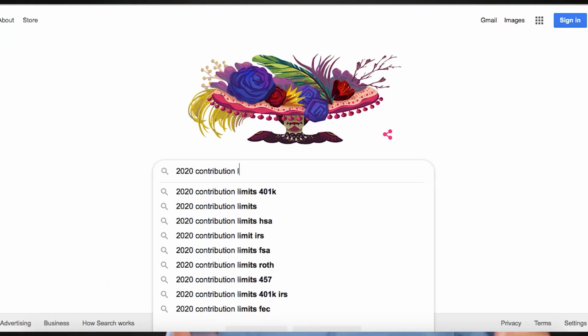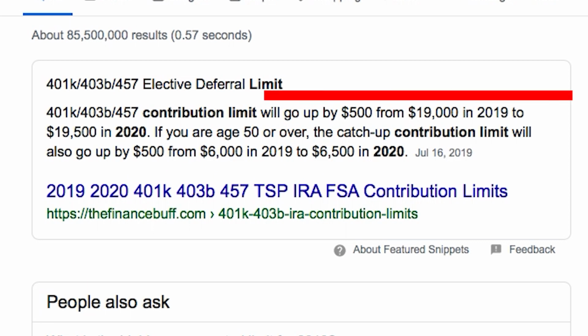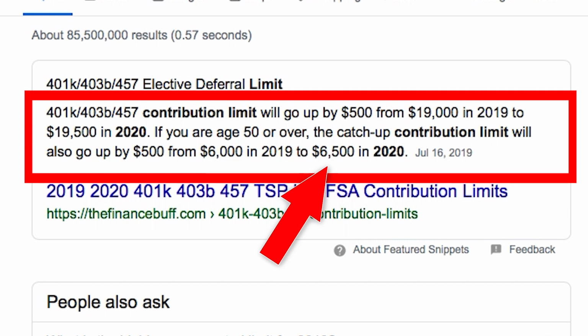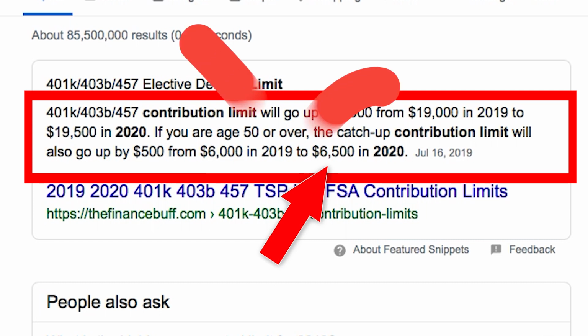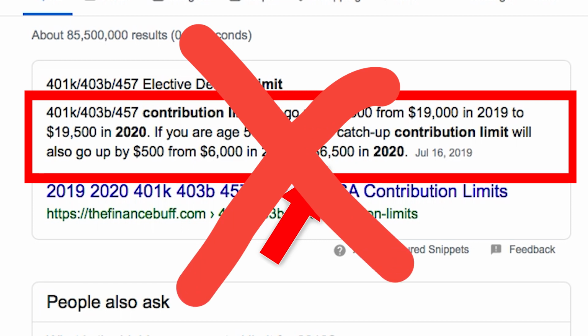Now here's something that's really important. For 2020, the guidance hasn't come out yet, but I have seen a lot of content out there that is making the assumption that those contribution limits are increasing for 2020. So you want to make sure that when you're reading through that the IRS has actually come out with the new contribution limits, which they haven't so far. So if you're seeing $6,500 as the contribution limit for 2020, double check that, because it's not official just yet.